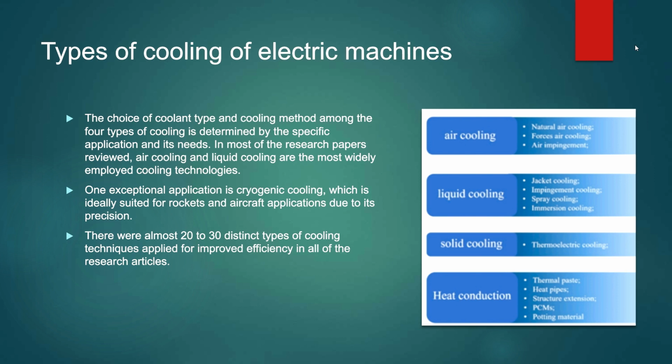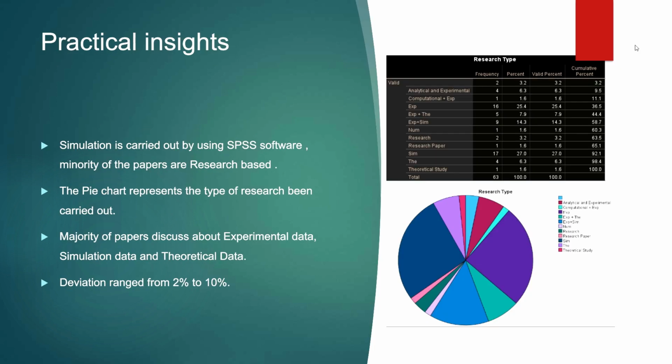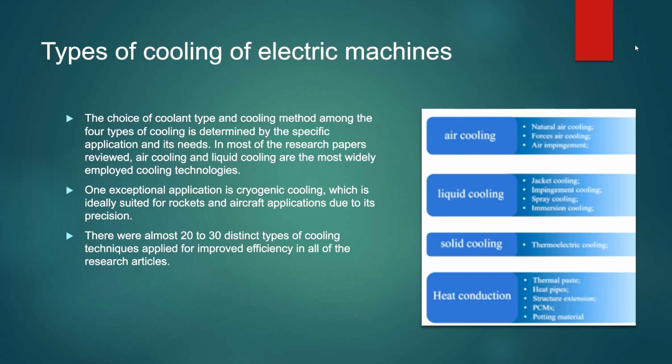According to my literature review, there were 20 to 30 different types of cooling techniques which have been across through, and I've compared each one of them because these are all the values where I've compared. 20 to 30 distinct types, that's nothing. If you are very innovative, you can get a new coolant system for electric machines. Who knows?